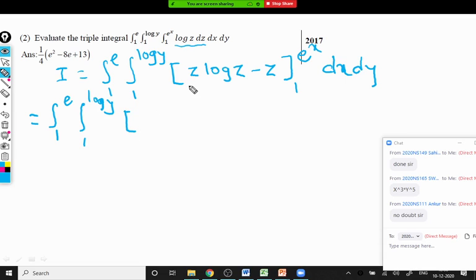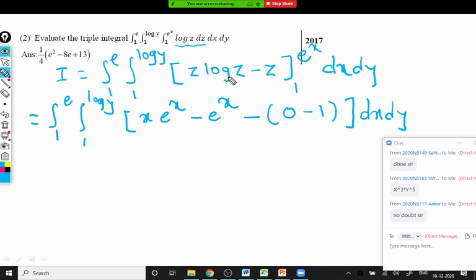The first term will be x e to the power x, minus e to the power x, and minus of under bracket 0 minus of 1. Good, correct.